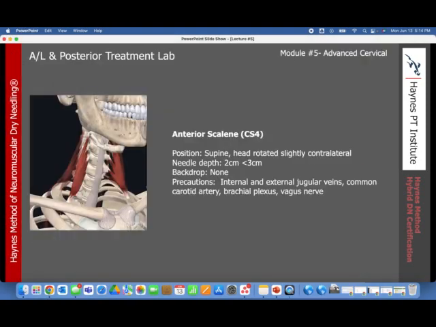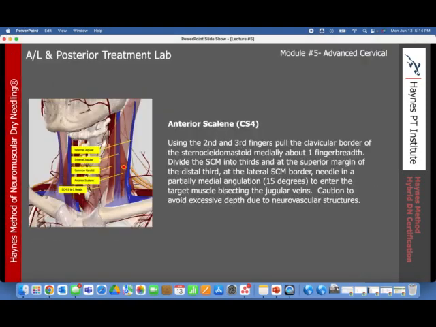Okay, and then finally, the technically challenging anterior scalene. In here we have a lot of things that we get really interested in: the external and internal jugular, the common carotid, and then the muscle, the anterior scalene, and SCM itself. As you can see, we're going to specifically try to move in between our internal and external jugular vein to get to our anterior scalene.